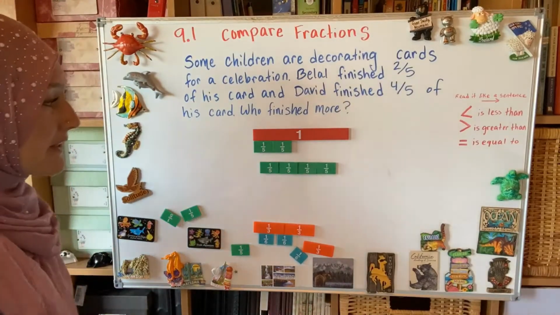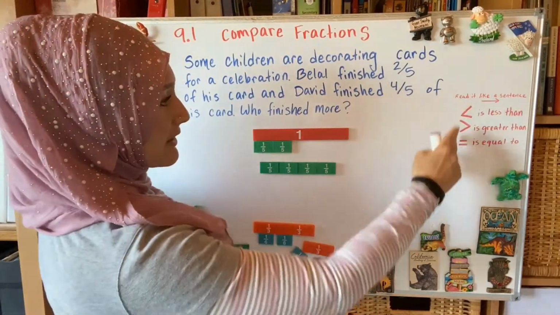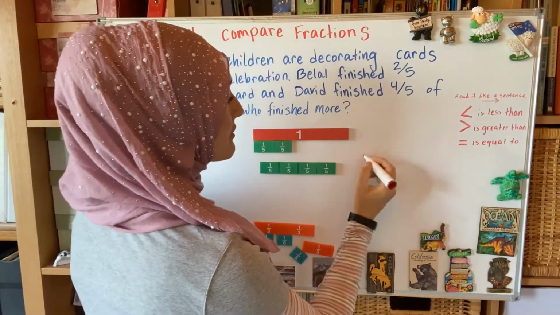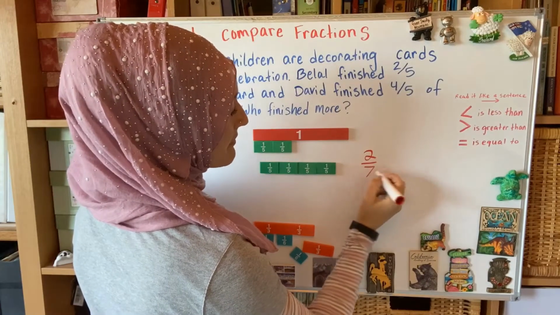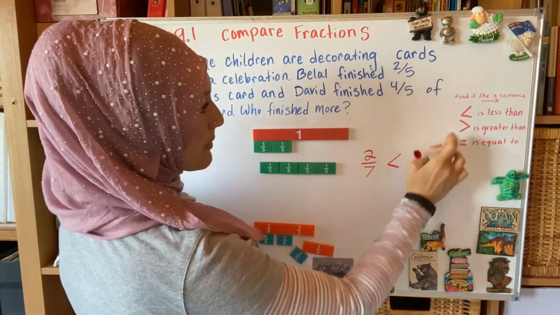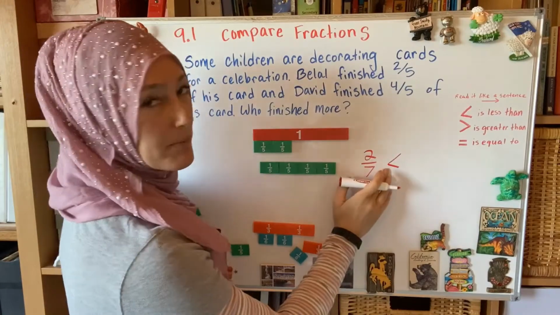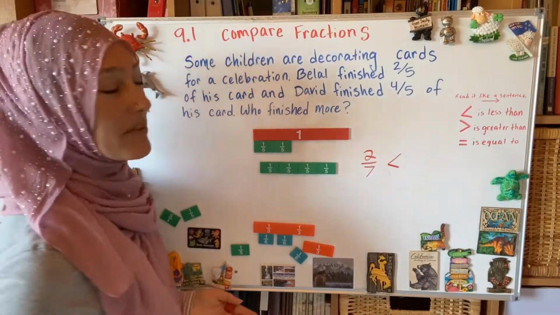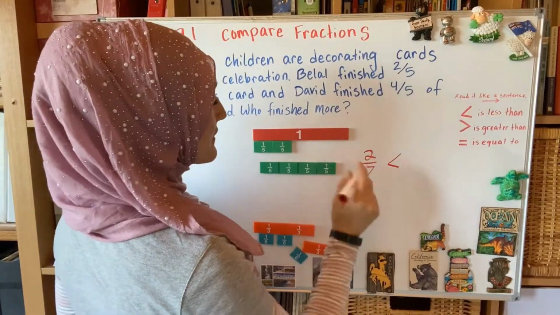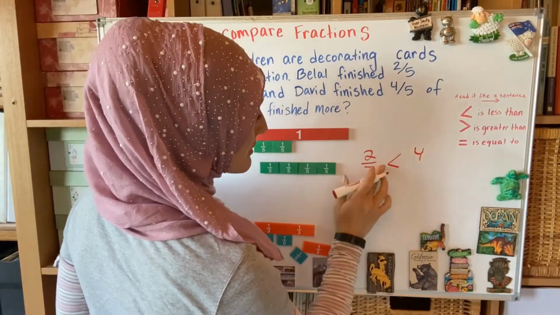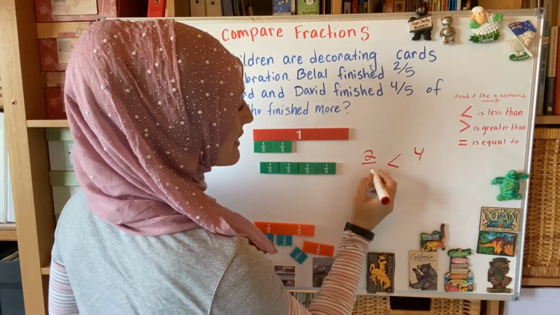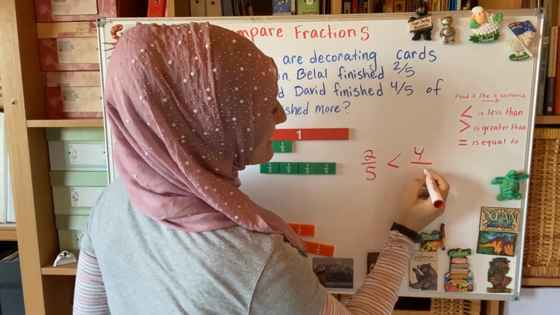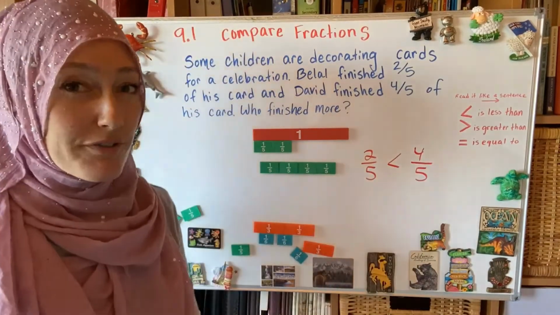So if I were to write this, again, using these symbols, I would say that 2/5 is less than, and remember as you read it, whatever you come to first, as if you're reading a regular sentence, that's how you name the symbol. So 2/5 is less than 4/5.